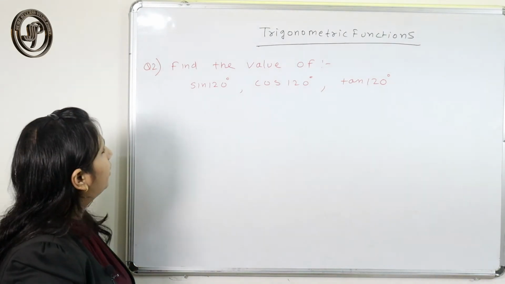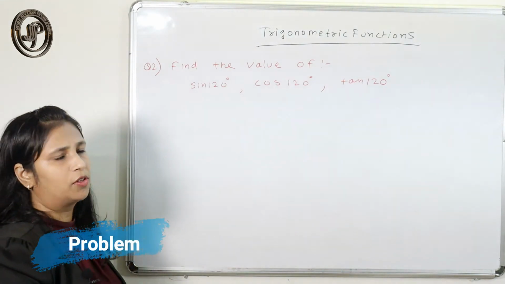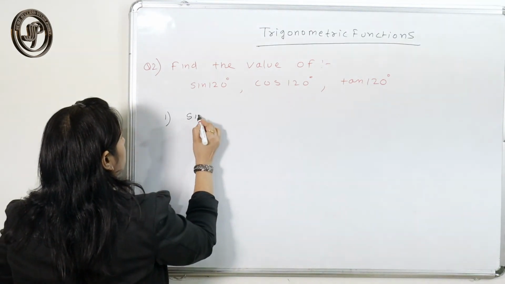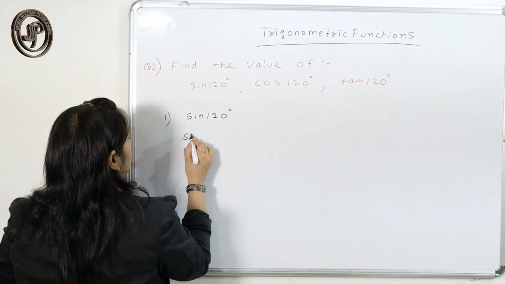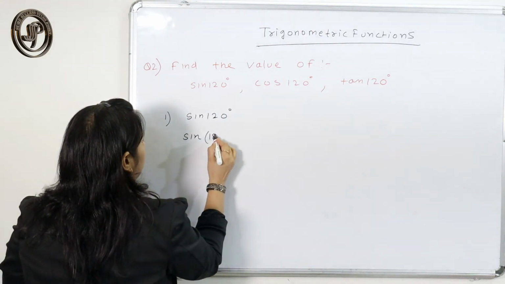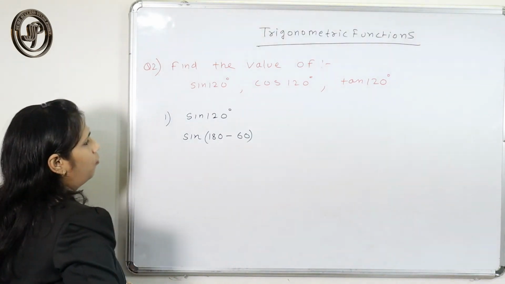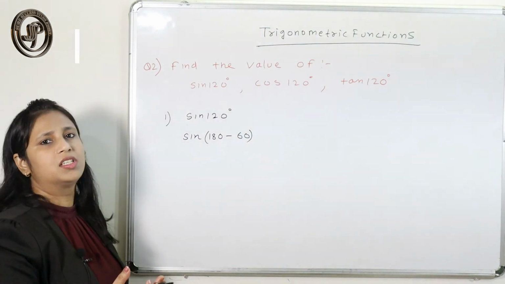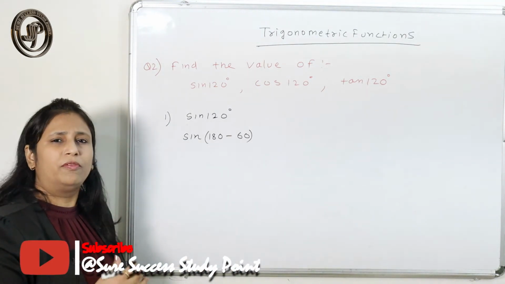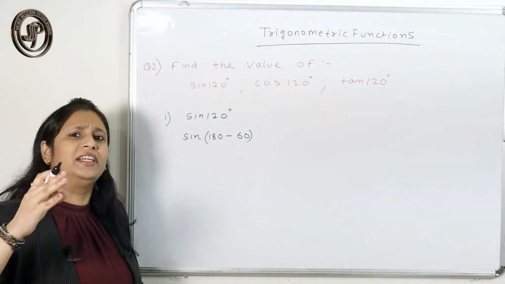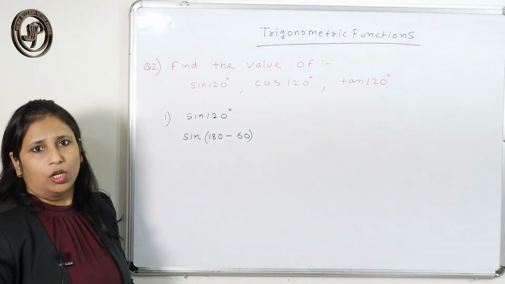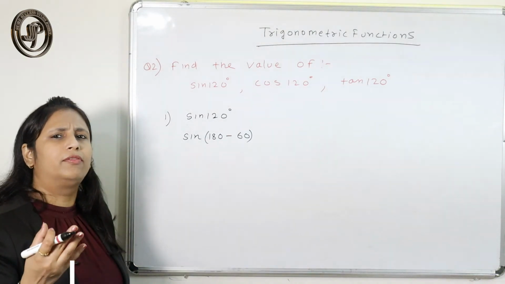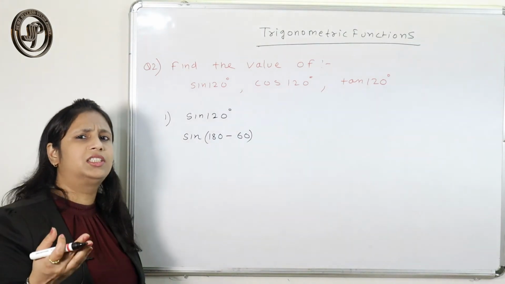Now here you have to find the value of sine 120, cos 120, tan 120 degree, that is asked. So how do you find the value of sine 120 degree? Sine 120 degree, you can write this as sine 180 minus 60. I can even use sine 90 plus 30 also, but we know that if we use 90 or 270, the change occurs. So better if you just use 180 and 360 degrees.